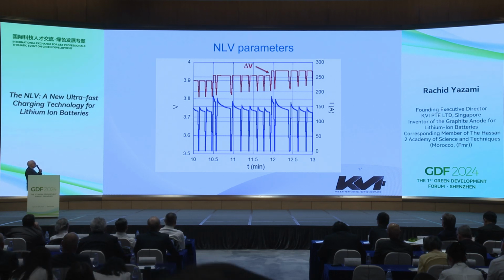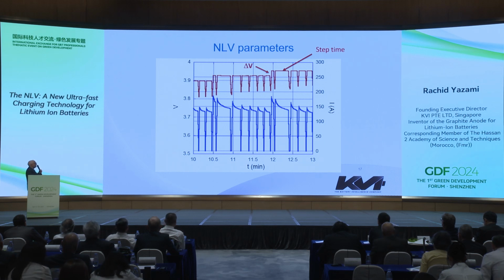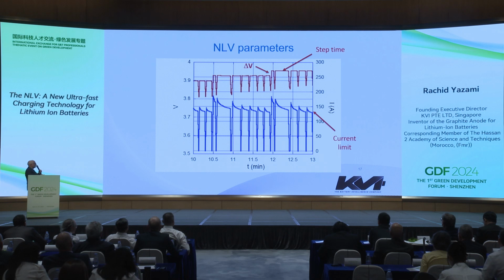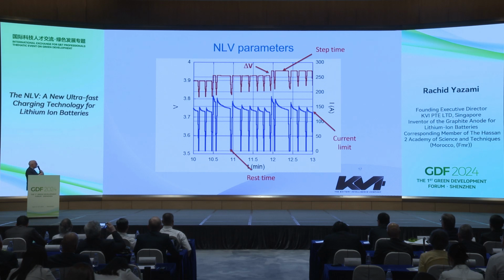So there are parameters. One of the parameters is when we go from one voltage plateau to the next voltage plateau, we apply a delta V. This is a voltage step. The other is how long we are going to apply that step, and also the current limit that enables us to go from one step to the other, and also the rest time. So we are applying a rest time of a few seconds, and believe me, this rest time is very critical for the battery because during that process, the battery is cooling down.